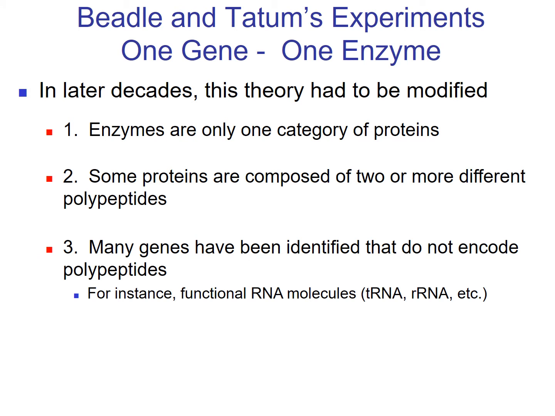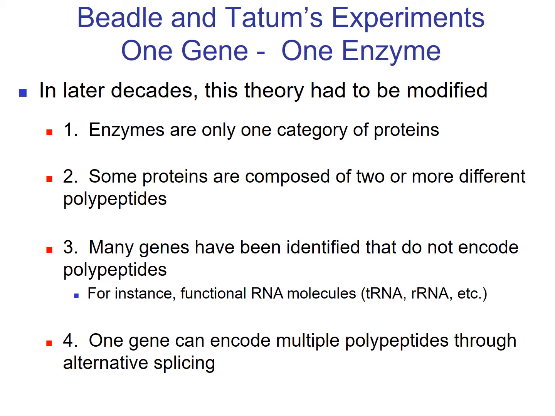Many genes have been identified that don't even encode proteins or polypeptides. There have been several non-coding RNAs identified, and we're going to talk about a couple involved in translation, which are transfer RNA and ribosomal RNA. And we've also talked previously about how one gene can encode multiple polypeptides through alternative splicing.